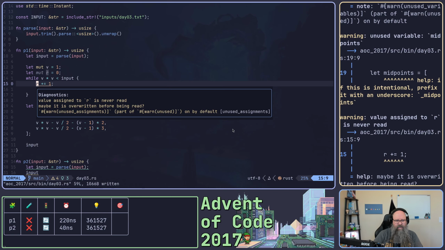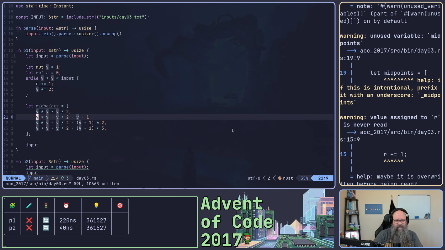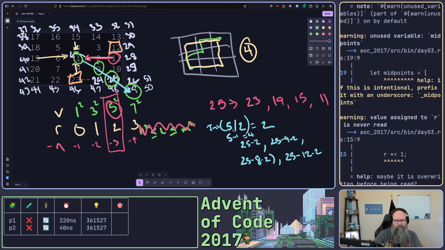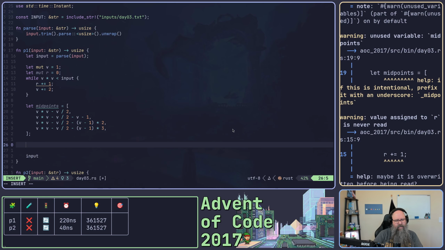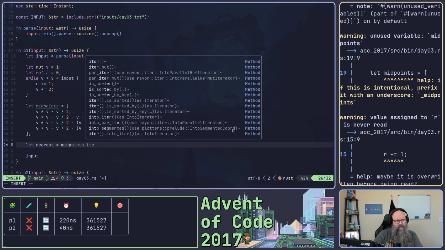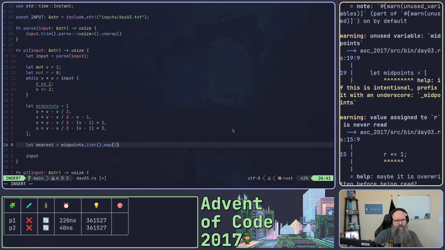It doesn't like here. Oh, it's just assigned but never read. Okay, I think we'll use it later, right? Yes, because now we have these midpoints and we want to say let nearest equal midpoints.iter.map m, it's like input minus m.abs.